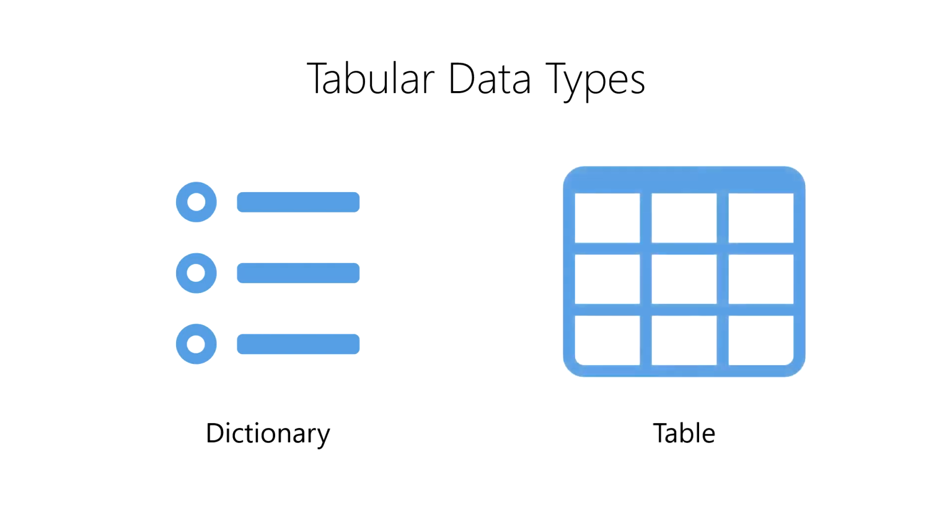Second, we have a table. A table stores data as a set of rows and columns. Tables are the most common way you'll encounter structured data in data science, so we'll discuss tabular data in much more detail in the next module.